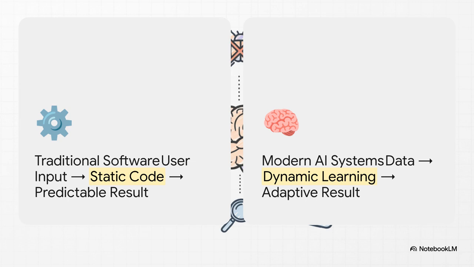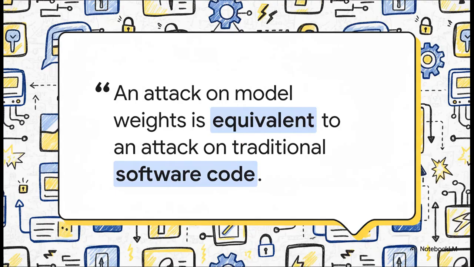But with AI, the data basically becomes the code. The system learns and changes based on the data you feed it. Its results aren't static, they're dynamic and adaptive. And that leads us to this, which is just a crucial point. A model's weights, that's its internal memory of everything it's learned, come straight from the training data. The source material puts it perfectly. Attacking those weights is exactly the same as maliciously rewriting the source code of a normal program. So, if your data gets compromised, your AI is compromised, period.